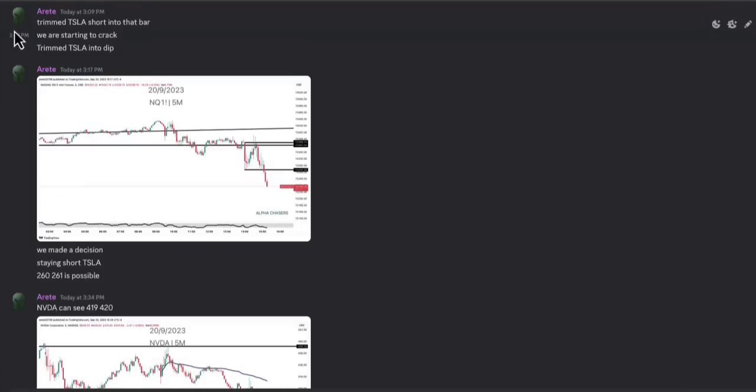I'll show you the alerts in a second. I was typing them while we were trading live. But what I'm saying here is that we're trimming into the weakness. We're starting to crack, but we're trimming into it anyway, because you want that positive slippage. And what we know is we know where supply is and we know where demand is, which is what? Demand is where you have support. So we know it's down there, staying short.